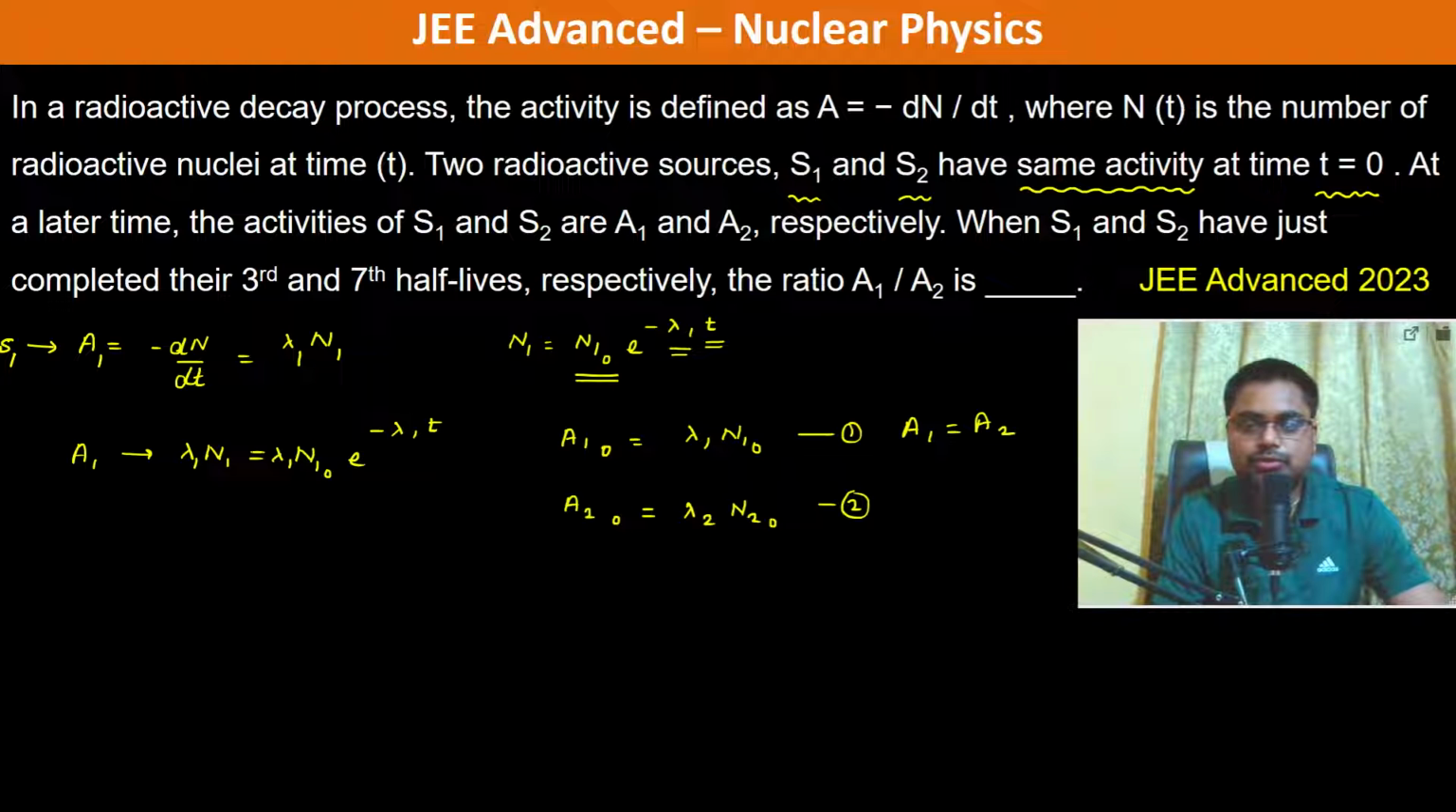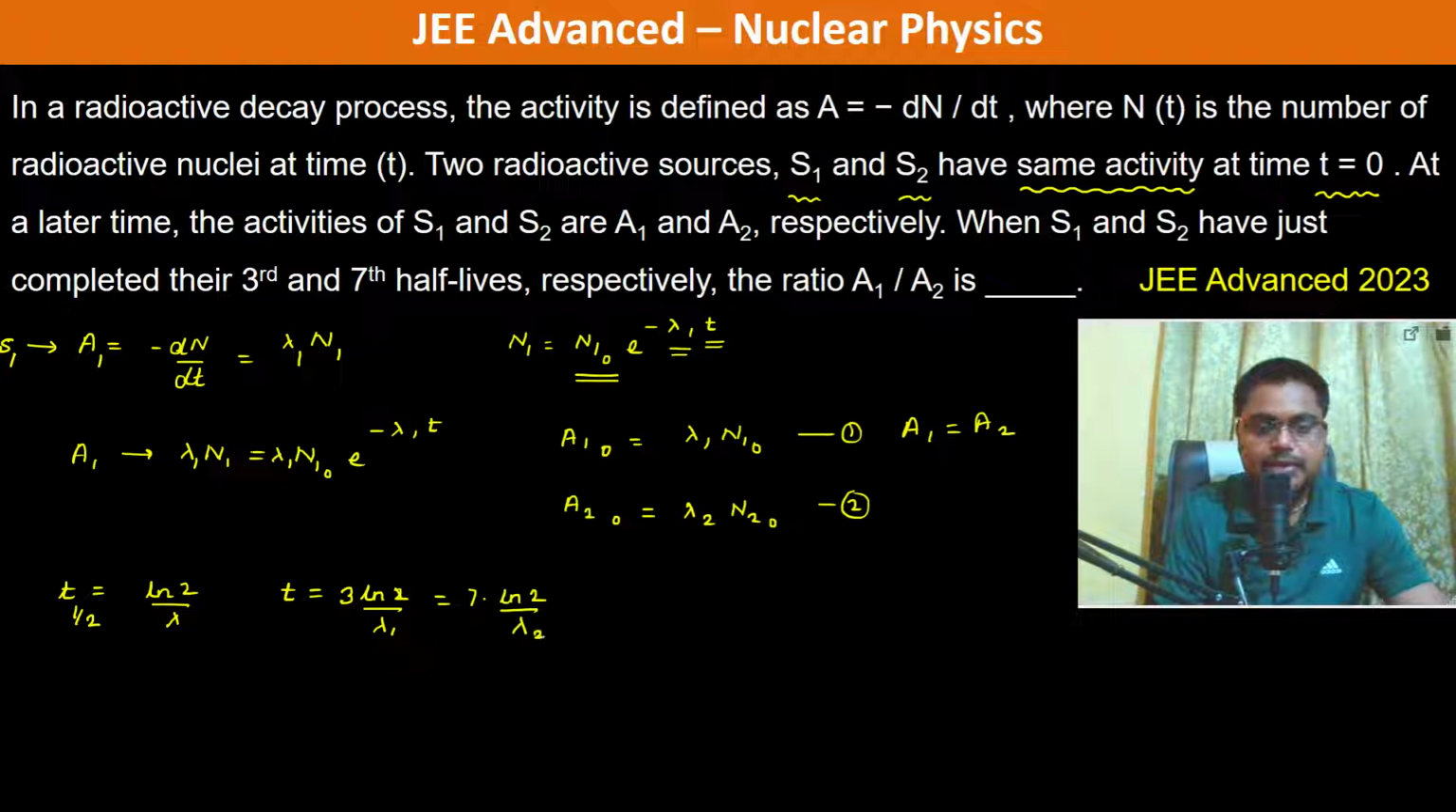Now S1 and S2 have just completed their third and seventh half-lives, so now after time t, this t is equal to, half-life is equal to ln2 by lambda, so the time is 3 into ln2 by lambda 1, which is equal to 7 into ln2 by lambda 2. Because it is said this is 3 half-lives of S1 and 7 half-lives of S2, we are writing like this. So this is again the third equation.